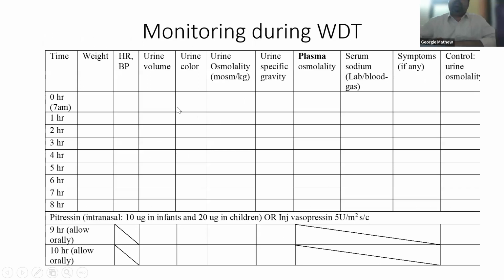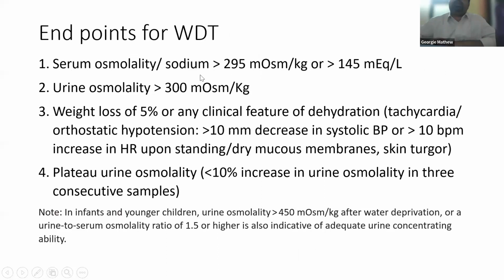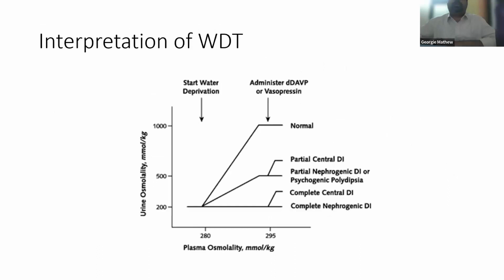So this is the monitoring sheet for the water deprivation test. It may vary between individual units. At the end of the water deprivation test, if the targets are achieved, you can give a desmopressin challenge to see how the kidney is responding to desmopressin. These are the endpoints of the water deprivation test. I'm not going into the detail of this in the interest of time. You can always go back to this presentation or your unit water deprivation test protocol for this.